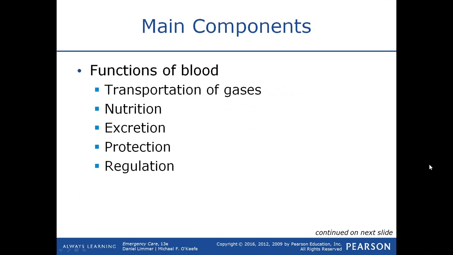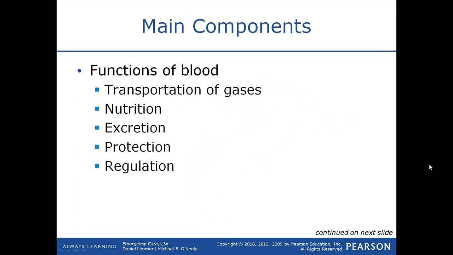Now, the importance of blood is that in addition to transporting oxygen to our tissue, blood supplies nutrition. Blood supplies excretion of harmful chemicals through the liver, excretion of harmful things through the kidneys, excretion of medications that we take, excretion of cellular metabolites. Blood also provides protection with the white cells, part of our immune system. The white blood cells, and there are five different kinds of white blood cells, circulate in our blood and provide protection against invading microorganisms.